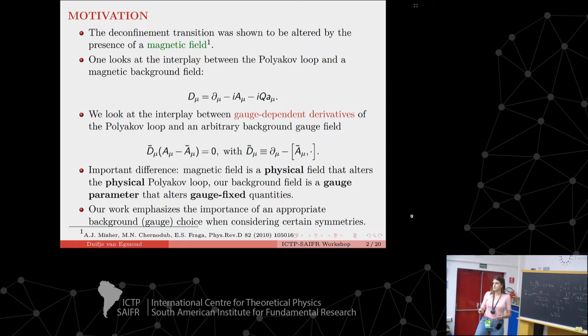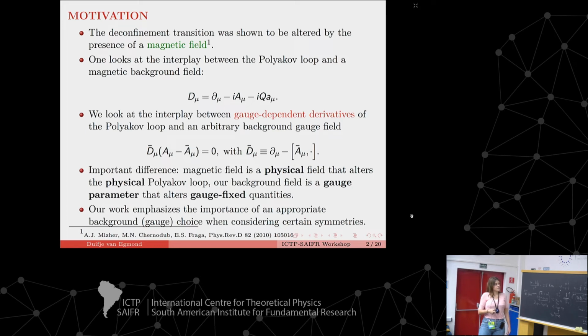Now, there are, of course, some important differences between our background field and the magnetic background field. First of all, the background field here is introduced in the fermionic part, in the quark part, while they do not consider the gluon dynamics. While we look purely at the gluon dynamics, and we do not consider the fermionic part. But what I think is the most important difference is that a magnetic field represents a physical field, which alters the physical Polyakov loop, while our background field is, per definition, an arbitrary gauge parameter that can therefore only alter gauge-fixed quantities. But this is what we are looking at.